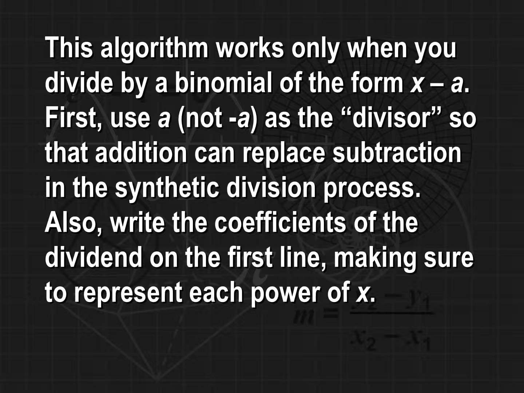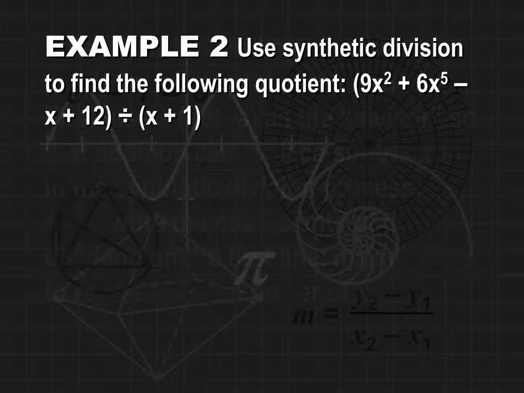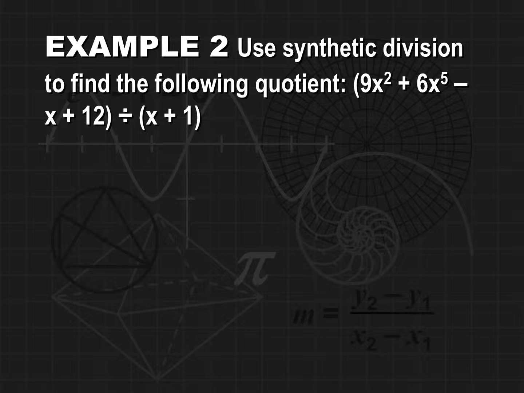Also, we want to write the coefficients of the dividend on the first line, making sure to represent each power of x. If there's a power of x that's not represented, we're going to go ahead and write a 0 for their coefficient. So let's look at an example. Let's say we want to divide 9x squared plus 6x to the 5th minus x plus 12, and we want to divide by x plus 1.